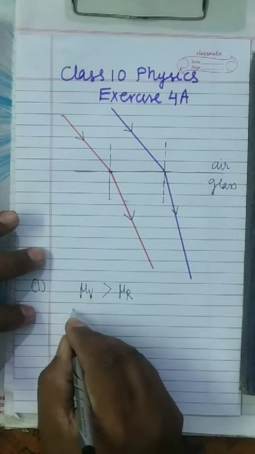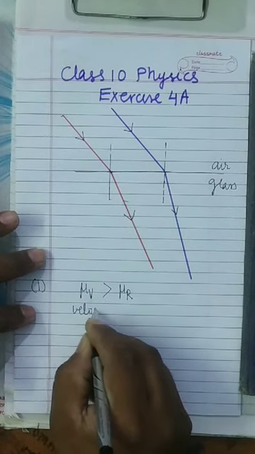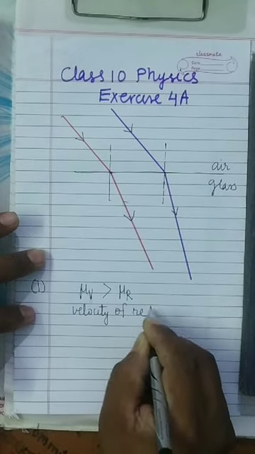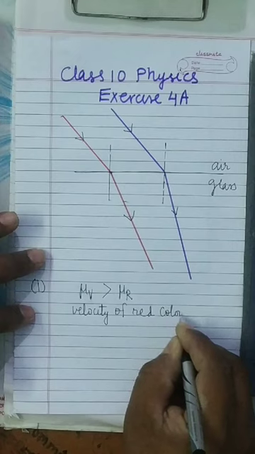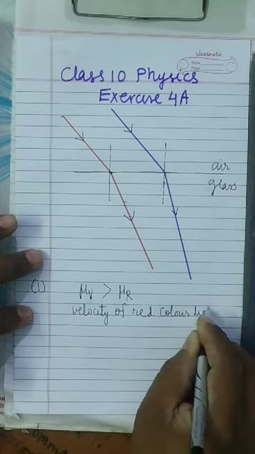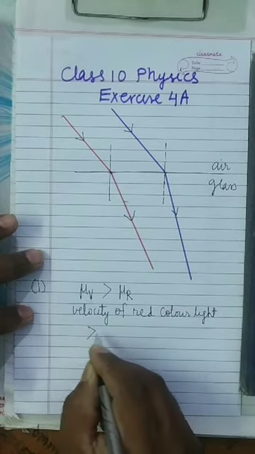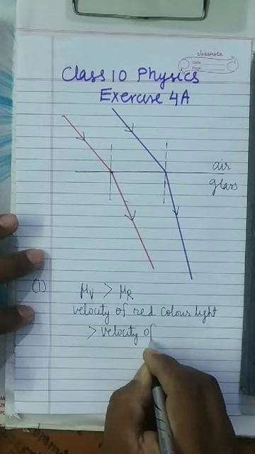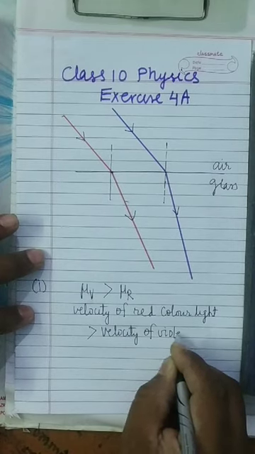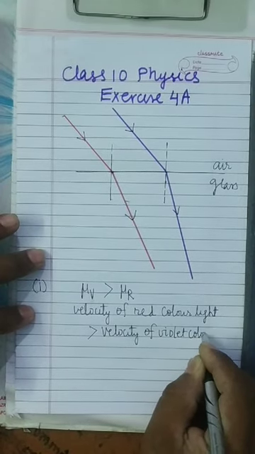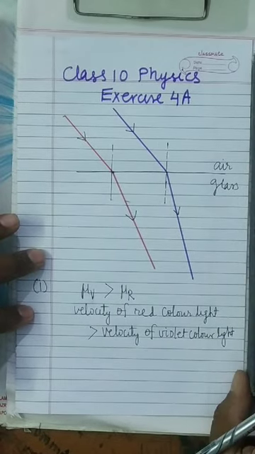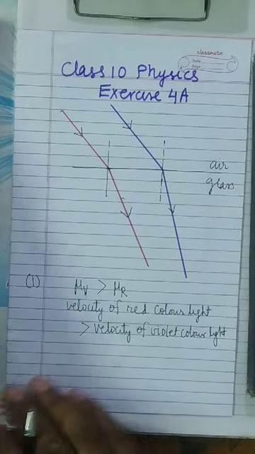So the velocity of red color light will be more than the velocity of violet color light. Here the velocity of red color will be more and violet color will be less.